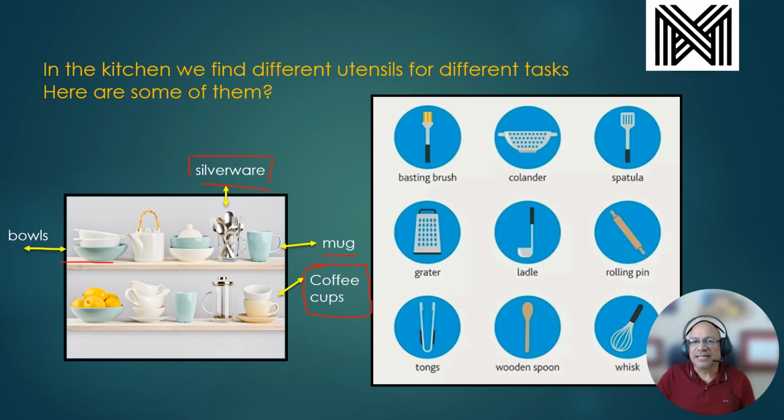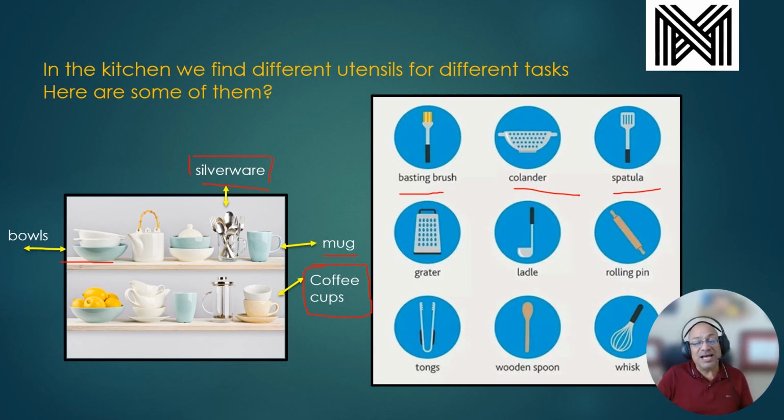Let's learn some of these utensils and how we use them. We have first the basting brush. I use the basting brush to spread the oil and the spices on the meat when I am fixing a barbecue. Then we have the colander, not calendar, colander. I use the colander to drain all the water out of my spaghetti. It's called a colander.